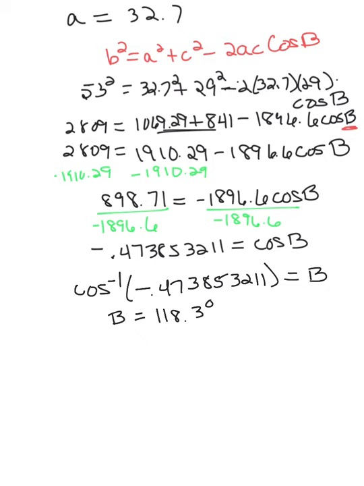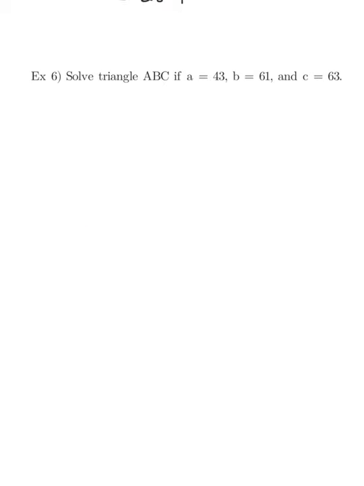We know two of our three angles. What's left to do is find angle C. So angle C, you can just do the sum of the angles of the triangle are 180. Take 180 minus angle A, which was 33, minus angle B, which is 118.3, and you get angle C is 28.7 degrees.